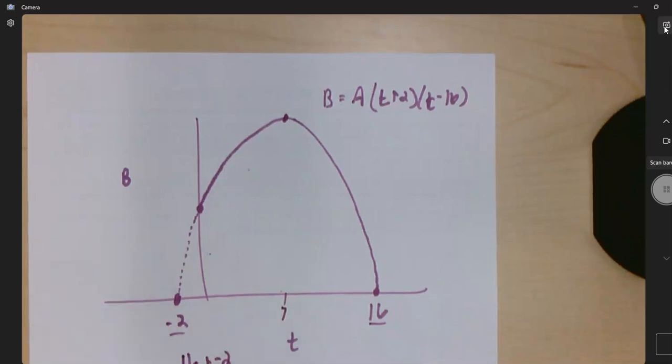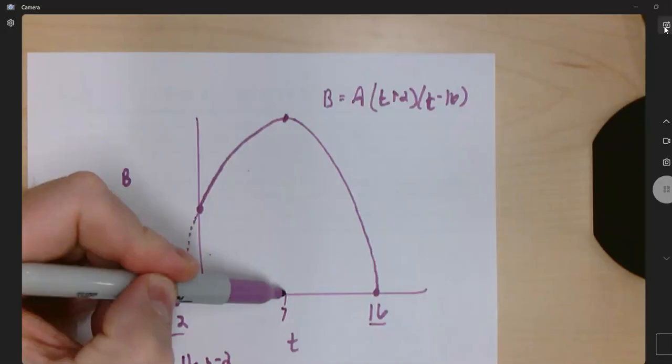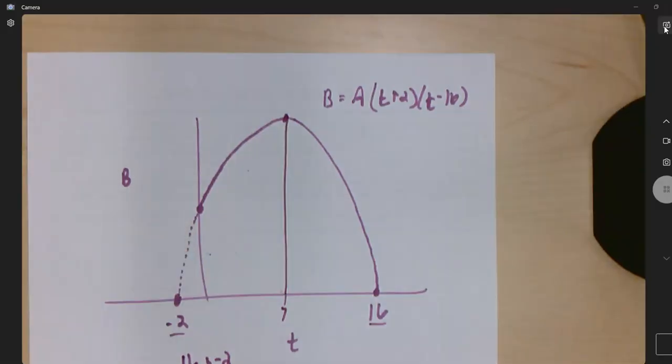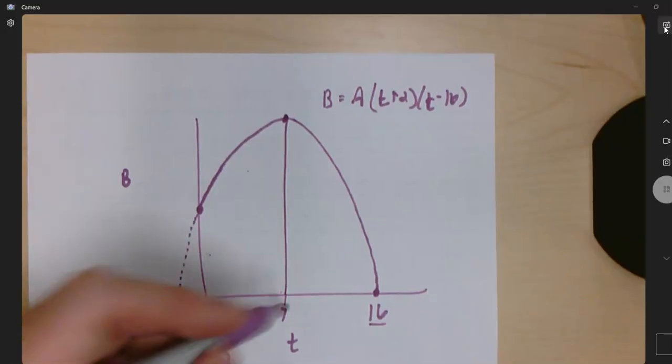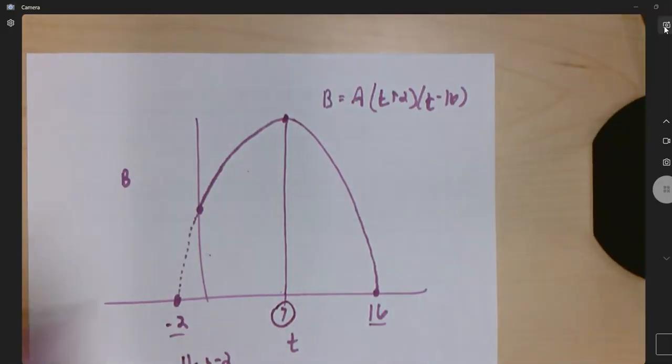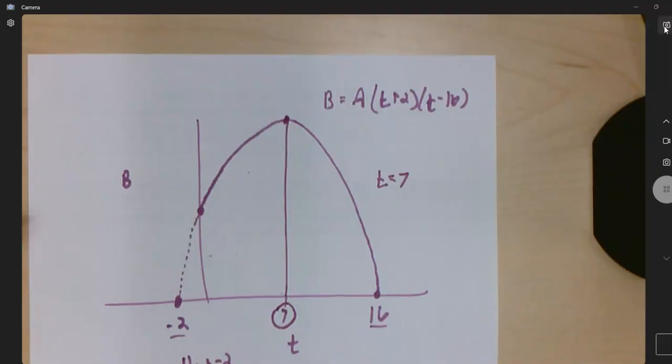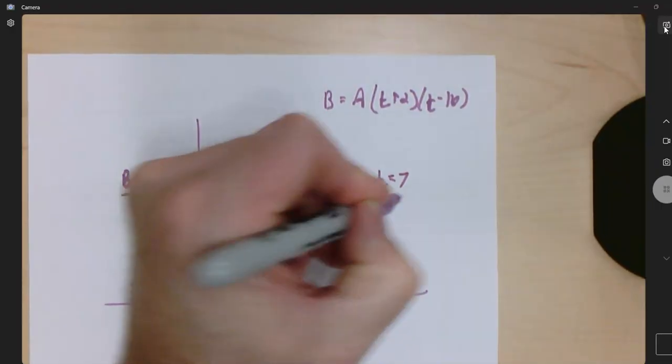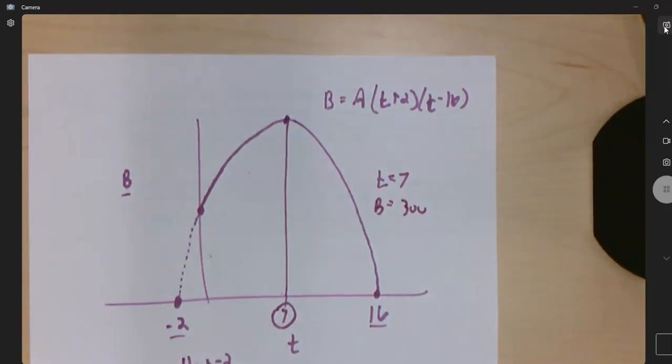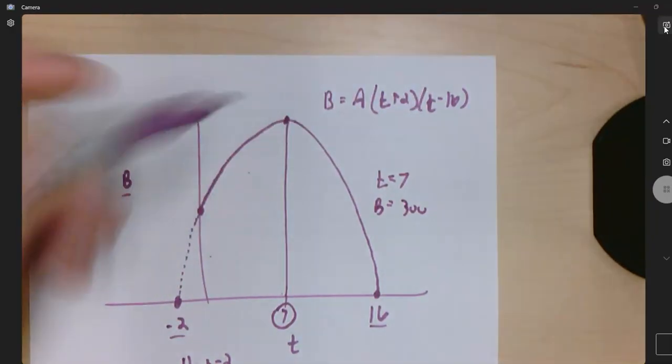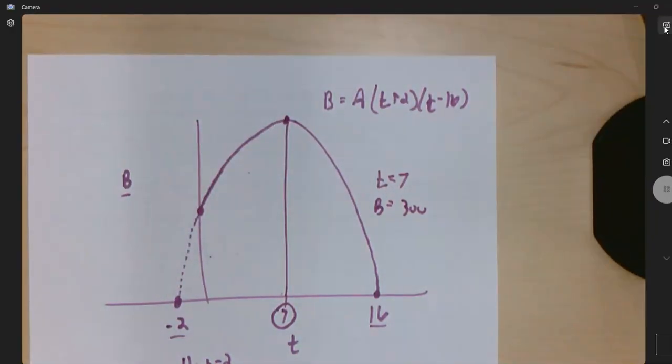Okay, so if I plug in a 7, I'm going to get to my maximum value. I get to pick what I want my maximum value to be in this case. Let's do a good number, 300. So I'm going to say that if I plug in a 7 for time, t equals 7, then the amount of bugs I want to be 300. And if I plug all those numbers in up here, the only variable left, the only thing to figure out is the a value, and that's what we want to figure out.